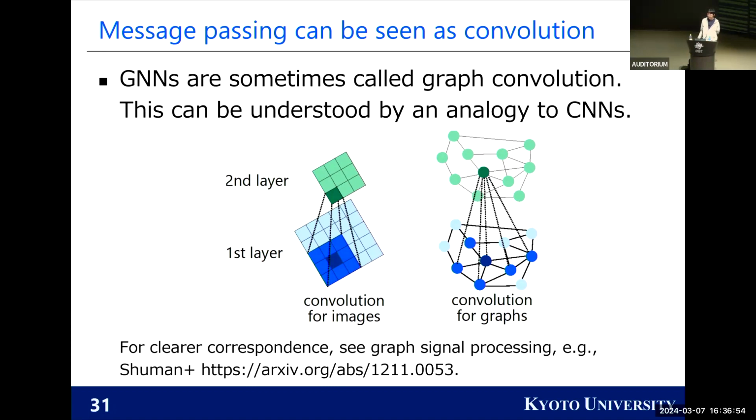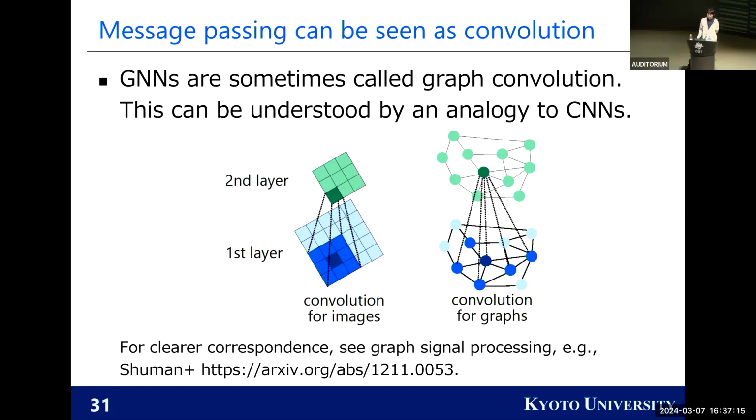So GNNs adaptively define the receptive field based on the graph structure for each node, gather the information from the surrounding nodes, and pass the results to the next layer. So they're a complete analogy between image convolution and graph convolution.